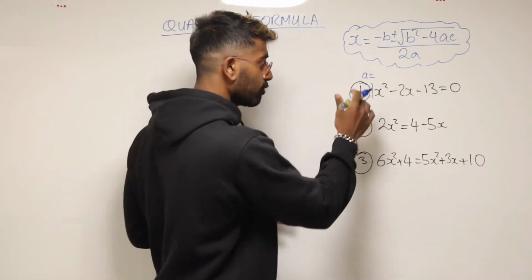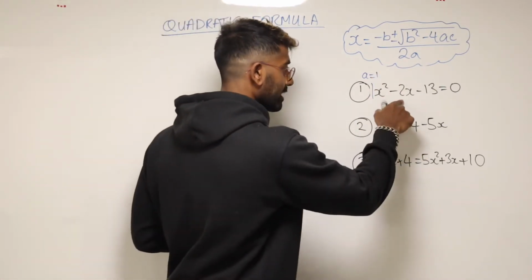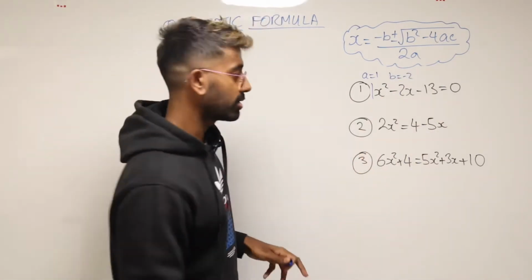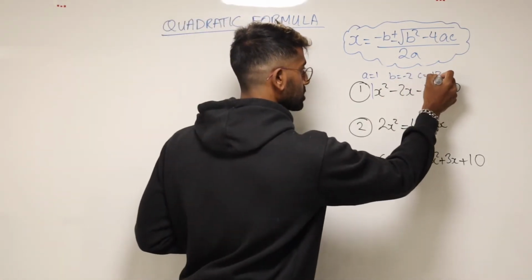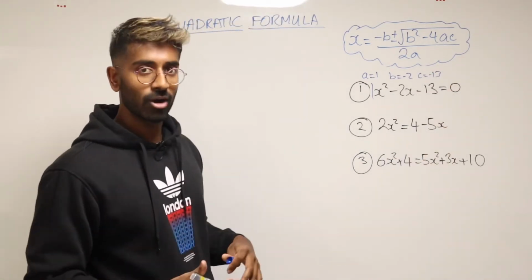A, remember, is the coefficient of the x squared, that's 1. B is the coefficient of x, so that's minus 2. And C is the constant term on the end, minus 13. And then all we do is plug it into that formula and it will give us our answers.